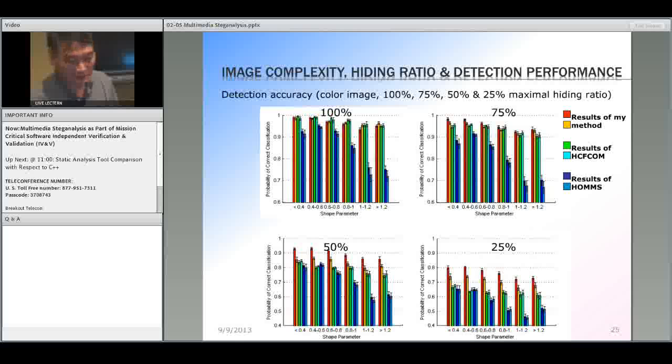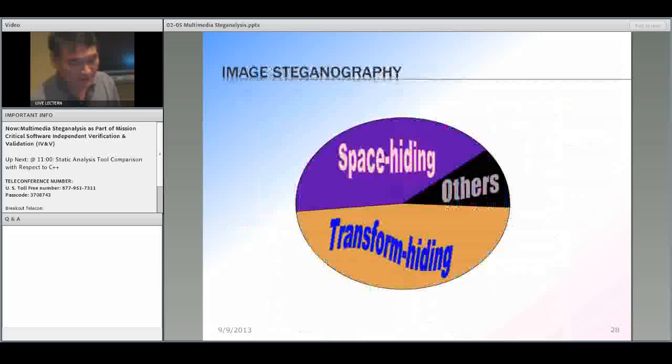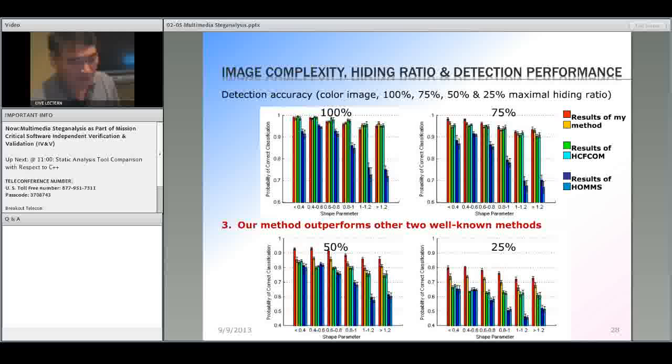Again, within each group, there are 6 bars showing the different performance of 3 different algorithms. All right, the same conclusion. Image complexity affects the detection performance, as does the hiding ratio. Our method outperforms other previously published well-known methods, the histogram-based and the Markov algorithm-based.